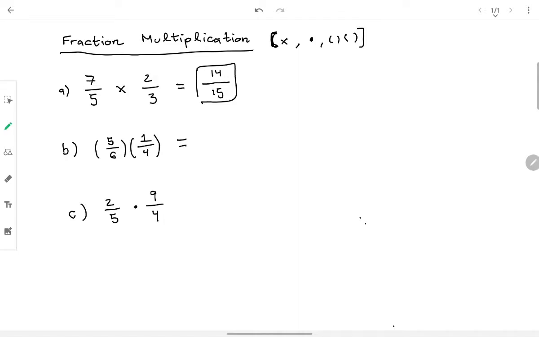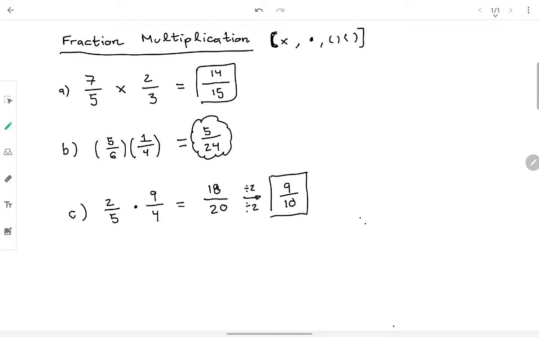The next one is the same. 5 times 1 is 5 over 24. It cannot get simplified, so this is the answer. And in the other one, we will get 9 times 2, that would be 18, and in the bottom part, 5 times 4, that will be 20. So we can simplify this fraction because we can divide by 2, and we will get 9/10. So this will be our final answer.